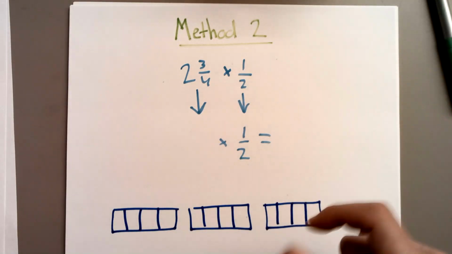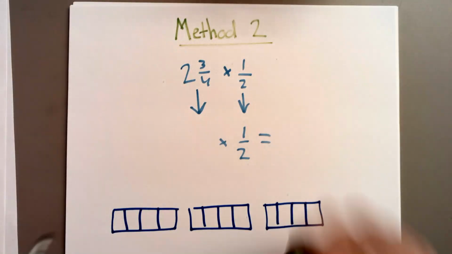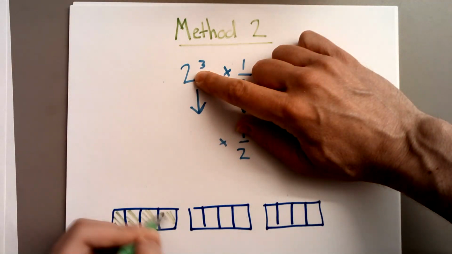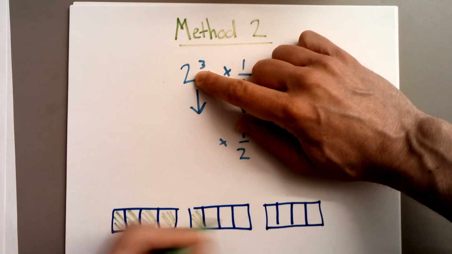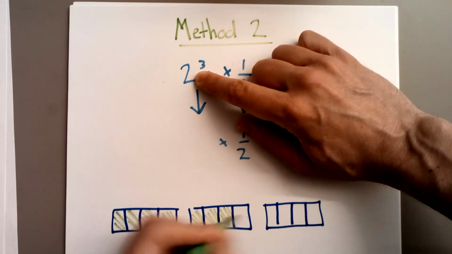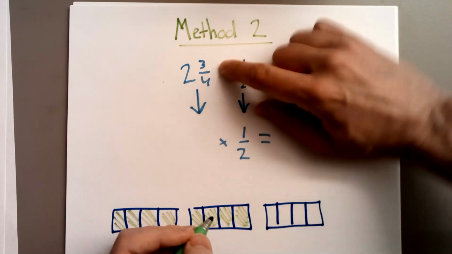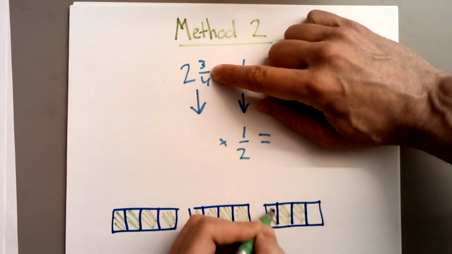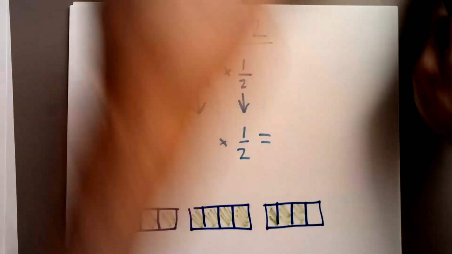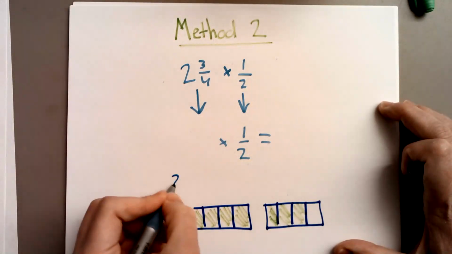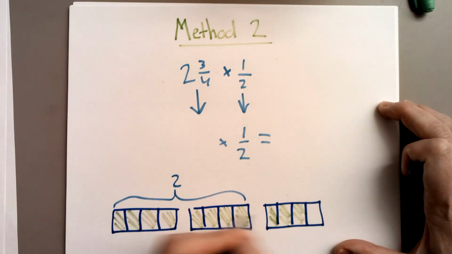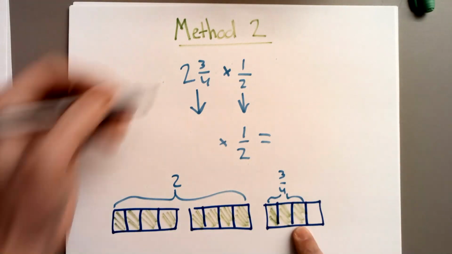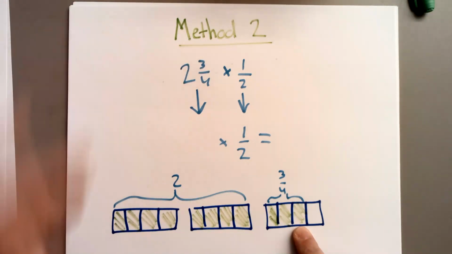And then for my shading, I'm going to shade in 2 wholes. So that's one whole shaded in. That's another whole shaded in, and then 3/4 of this other whole. So this picture shows two wholes, and this is the 3/4 part. That's how this is a picture of this factor 2 3/4.